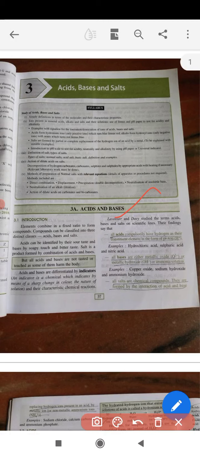You will also learn the Arrhenius theory for acid, which says that what generates H plus in solution is called acid, and what generates OH minus is called base. Okay, so first, elements combine in a fixed ratio to form a compound, and those compounds are generally acids, bases and salts.